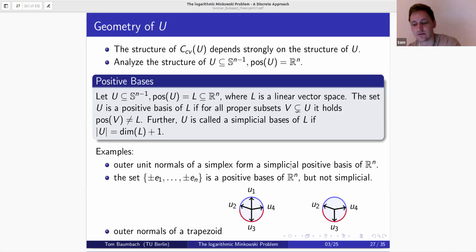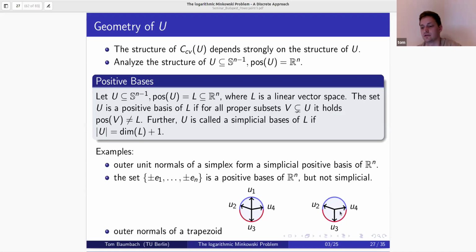Also, what is quite obvious is that the set of vectors plus minus e_1 up to plus minus e_n is also a positive basis of R^n, but of course it's not simplicial, because the cardinality is 2n, whereas the dimension of R^n equals n. For another example, which is not a positive basis, we consider the outer unit normals of a trapezoid again. Of course, they span the whole space R^2, but if we leave out the vector u_1, they still span the whole space R^2. That can also be seen because they define a triangle in the plane.